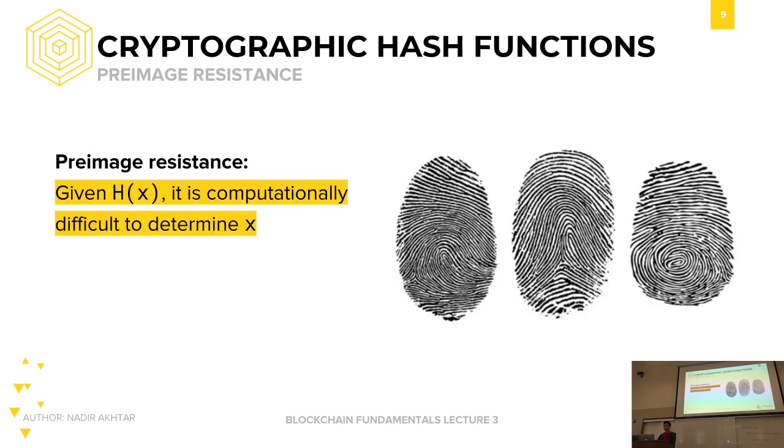So first, let's talk about pre-image resistance. Given h of x, it is computationally difficult to determine what x is. If we want to disguise our information, we don't want to give out an output that reveals the input itself. We don't want anyone to reverse engineer our output and find out what our input is, or the information that we want to hide. The output should be a separate identifier that we can't really extract any information from.